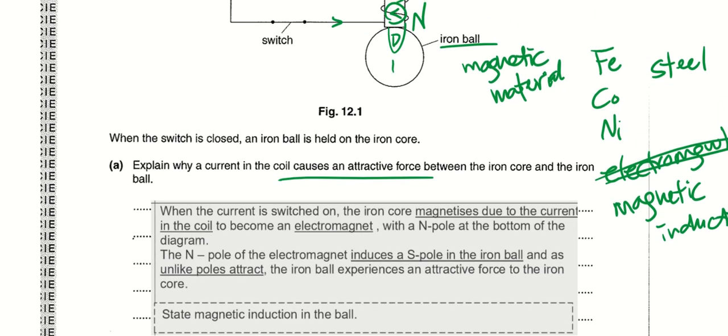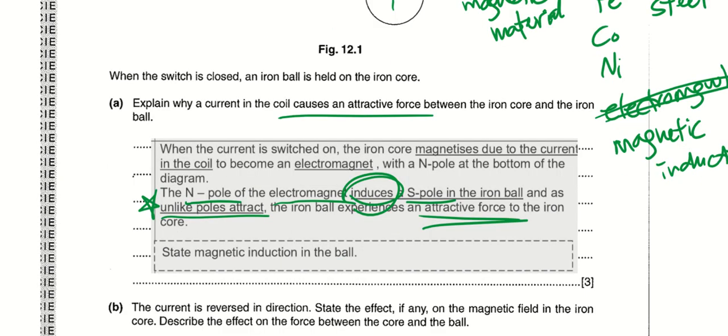Okay, so the north pole of the electromagnet induces, this is important, a south pole in the iron ball, and as unlike poles attract, you need to state the concept. The iron ball will then experience an attractive force because unlike poles attract. Okay, and why are there unlike poles? Because the north pole of the electromagnet induces a south pole. So you need to state the magnetic induction in the ball.